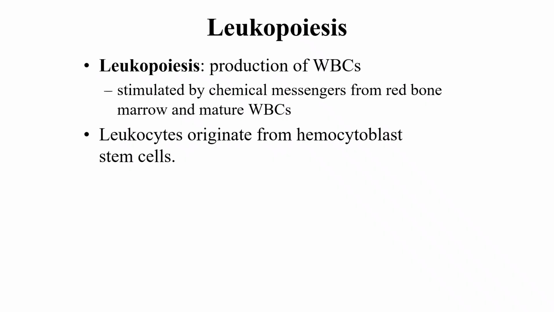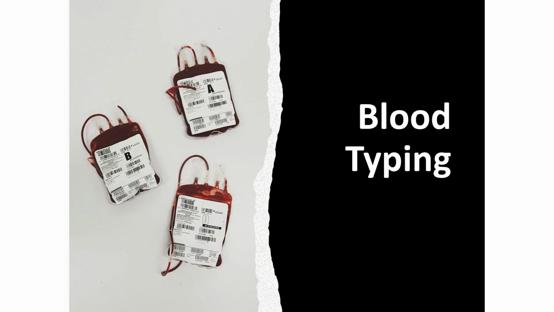Leukopoiesis is the process that describes the production of white blood cells. It's going to be stimulated by chemical messengers from the red bone marrow. Mature white blood cells, just like all of our blood cells, are going to originate from a hemocytoblast stem cell.